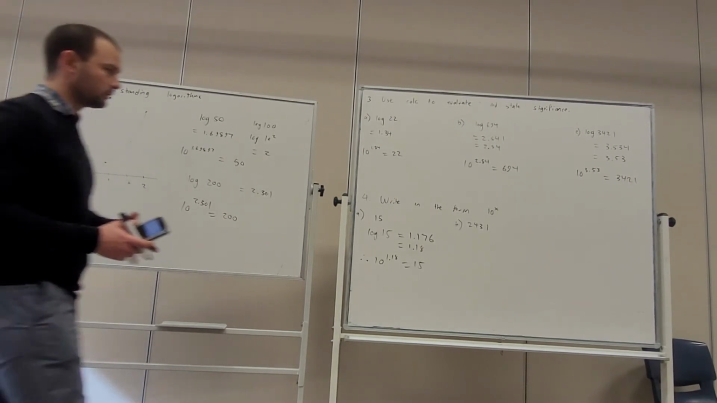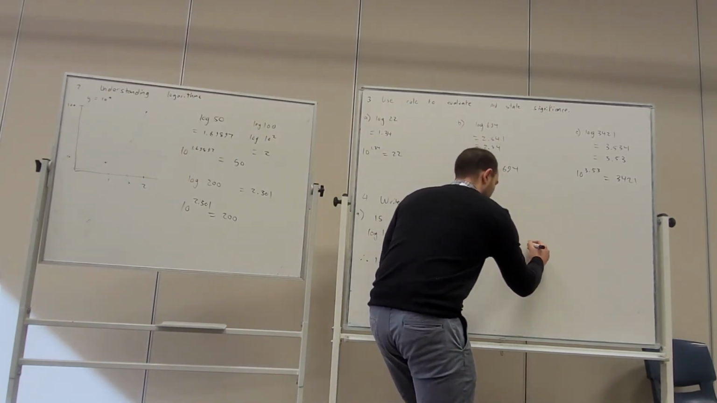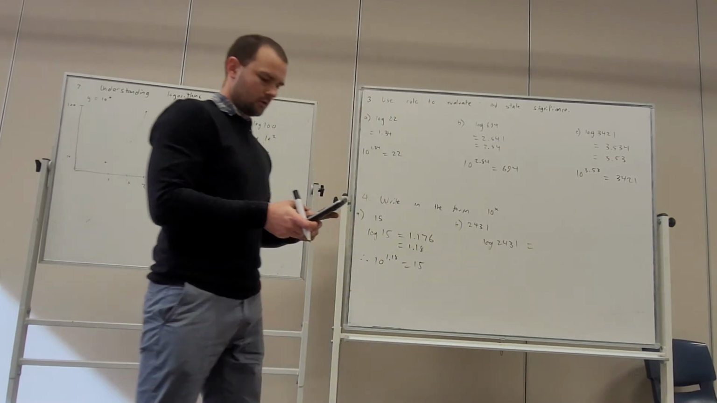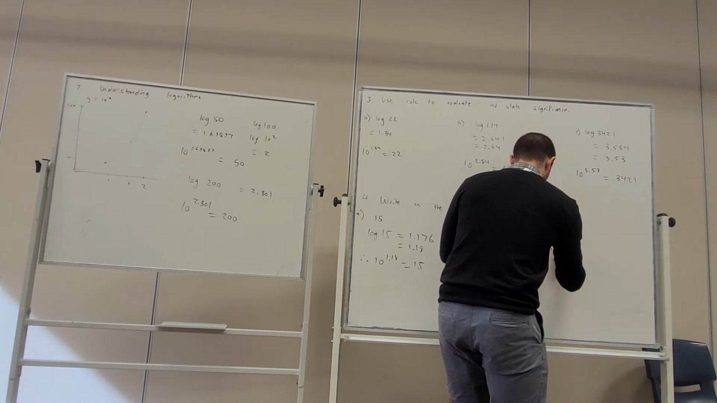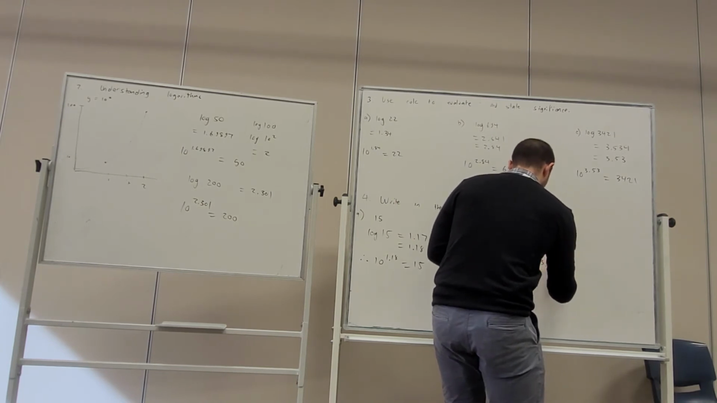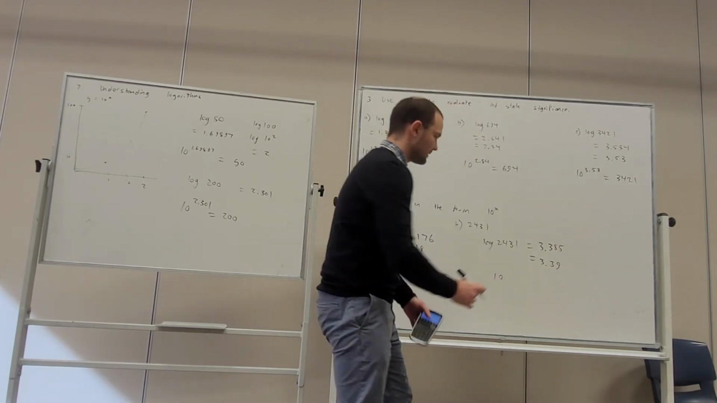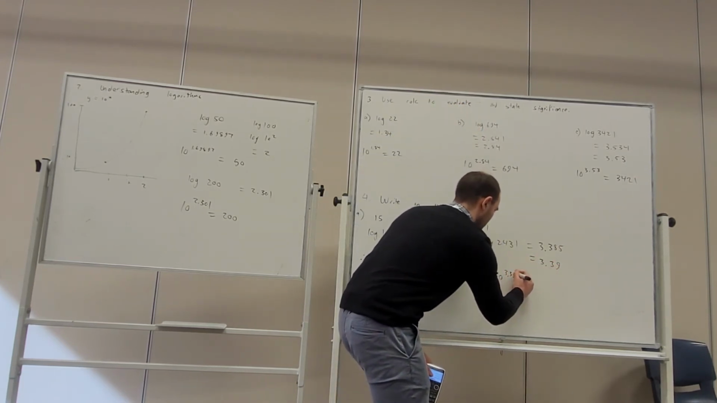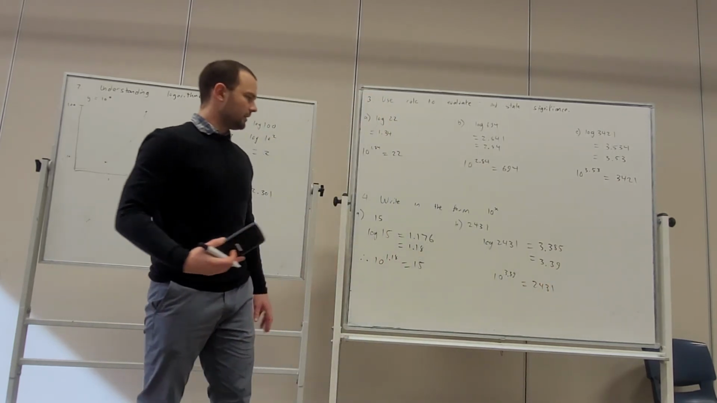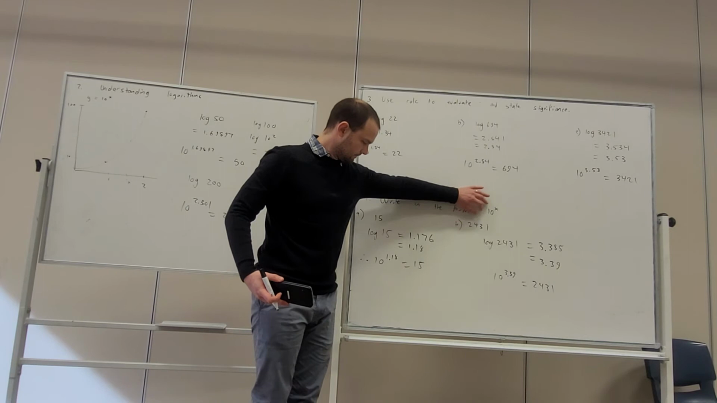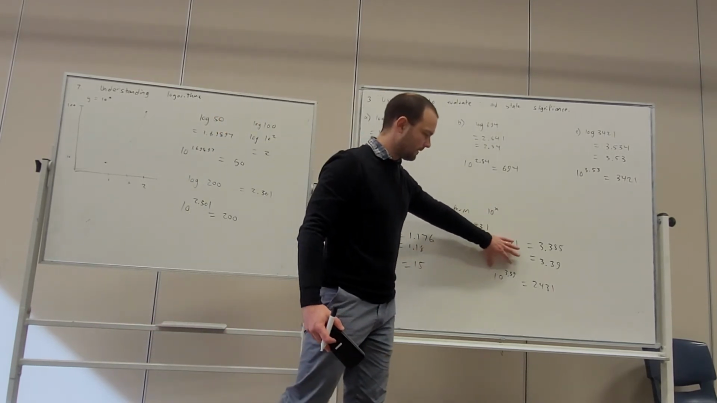Same with 2,431. We're just going to log it. What's the logarithm of 2,431? I've got 3.385, which is 3.39. So therefore, 10 to the power of 3.39 equals 2,431. See how we've written it in the form 10 to the power of x? This is the 10 to the power of x form: 10 to the power of 1.18, 10 to the power of 3.39.